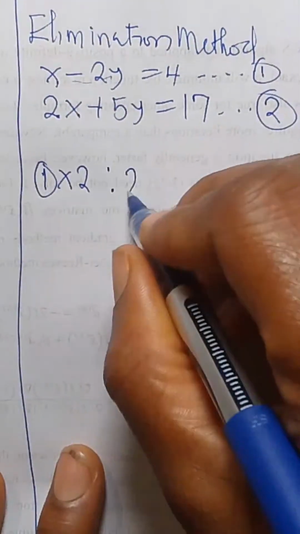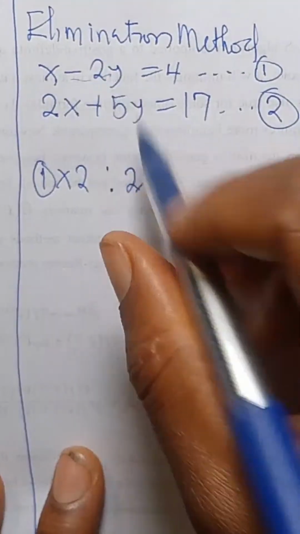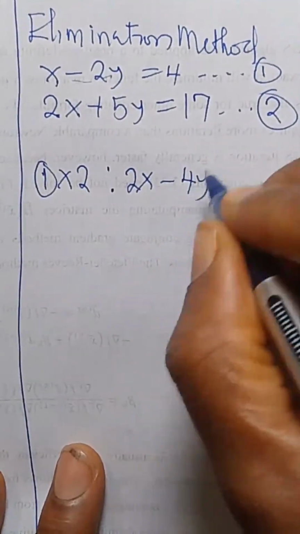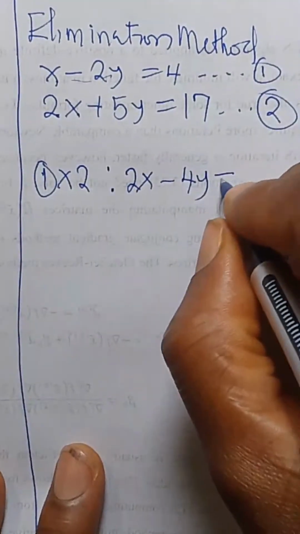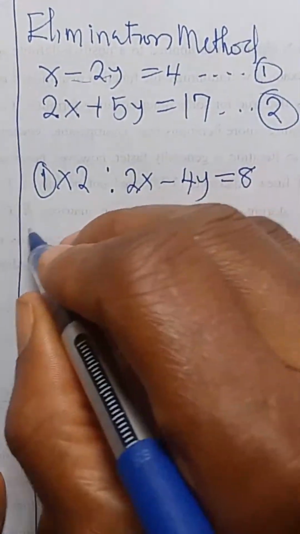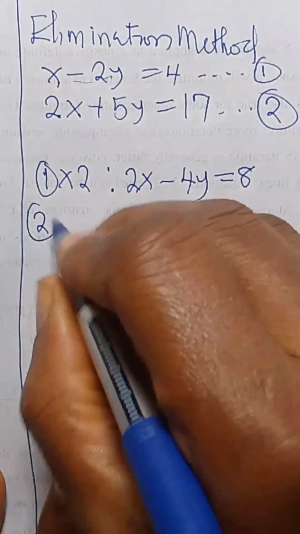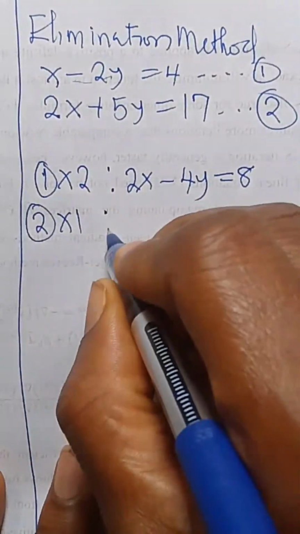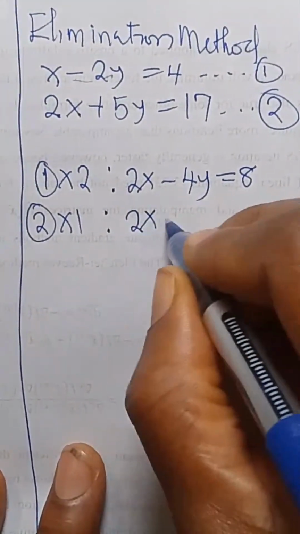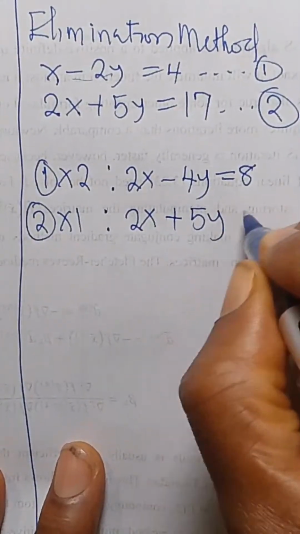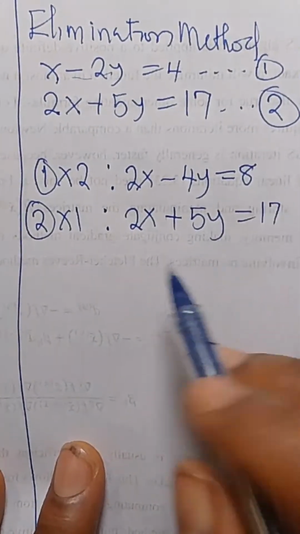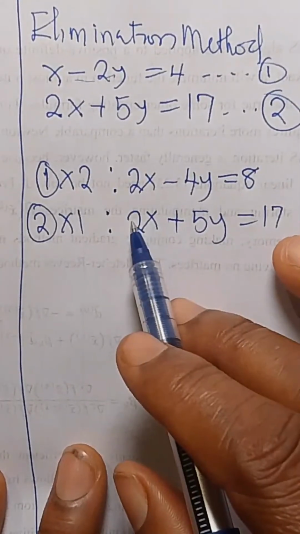Okay. x times 2 gives us 2x. Minus 2y times 2 gives us minus 4y. 4 times 2 gives us 8. Okay. Then our equation 2 is just multiplied by 1, just to keep it uniform. So our 2x plus 5y equals 17. Now you see here they are the same. We are going to subtract.